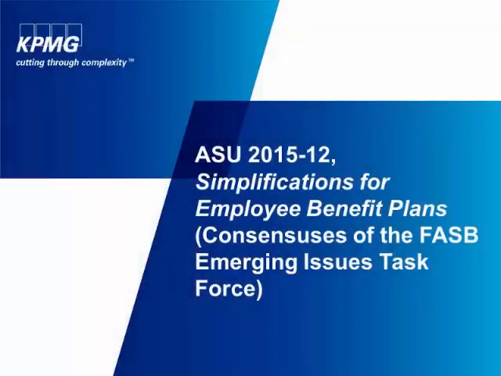In July 2015, the FASB issued Accounting Standards Update 2015-12, which will reduce costs and complexity for employee benefit plan financial reporting, specifically presentation and disclosure requirements. This ASU is a consensus of the FASB's Emerging Issues Task Force.